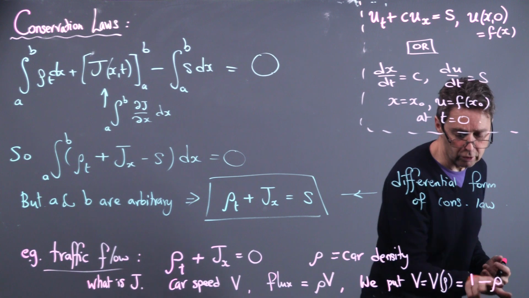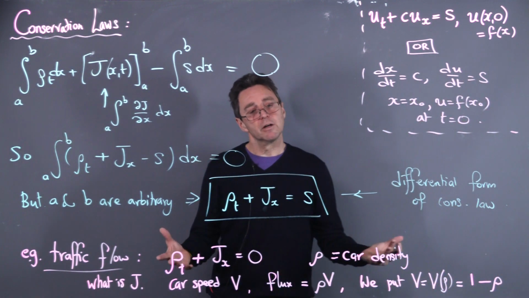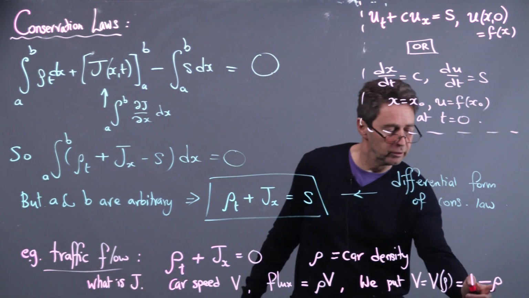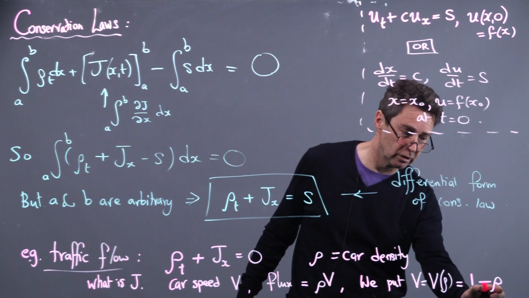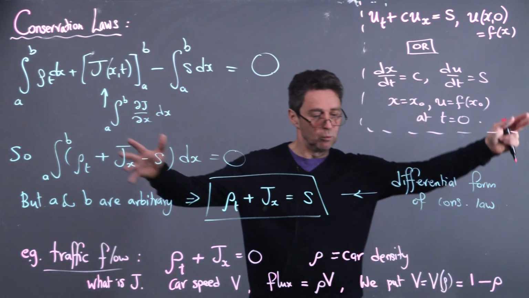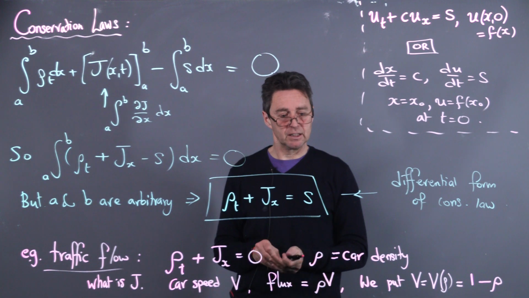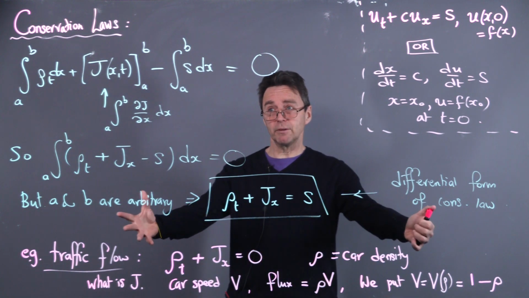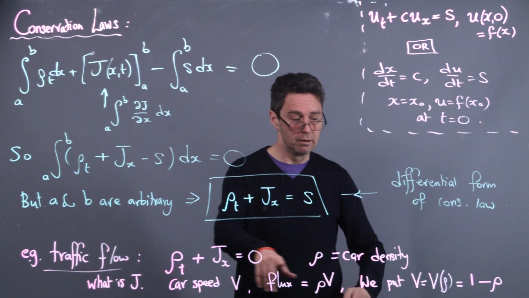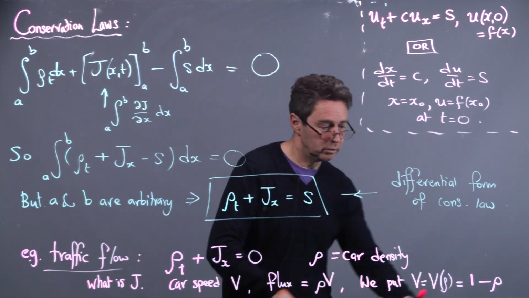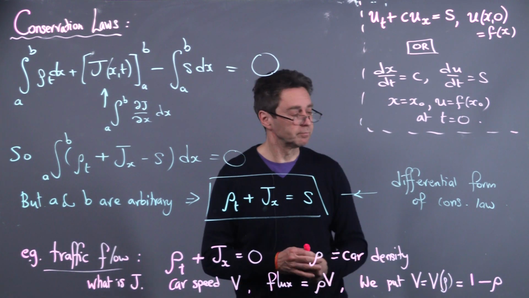So rho is 1 corresponds to jamming, coming stationary. And then, when rho is equal to 0, that's when there's no other cars on the road. I'm traveling at speed 1 here. That's the fastest I can go. So that's a model for traffic flow. So J is going to be rho times 1 minus rho.